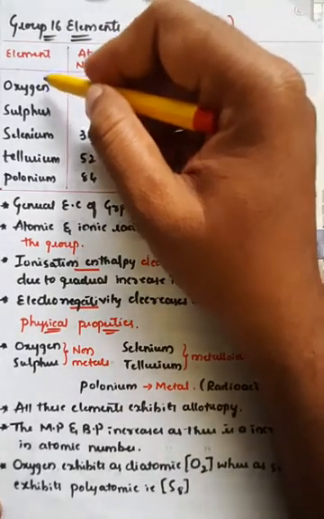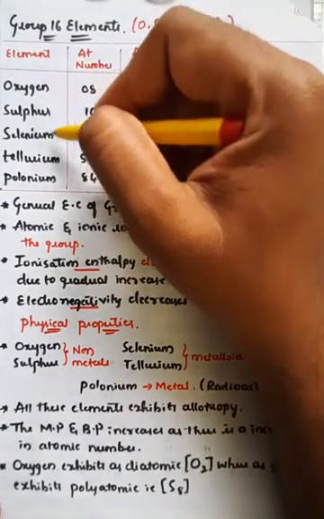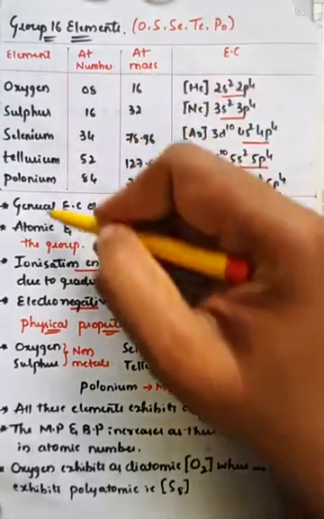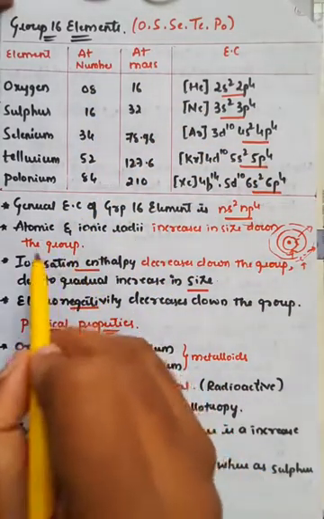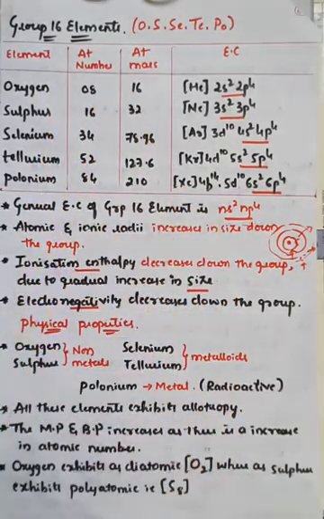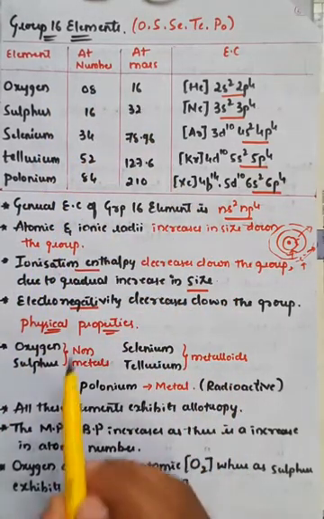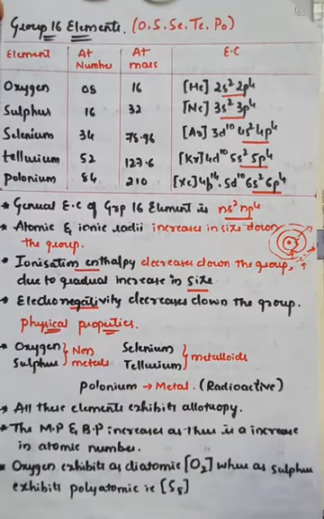Which means oxygen is the most electronegative, followed by sulfur, selenium, tellurium, and polonium, in this order. So in this group, as we come down the group, what happens? The electronegativity goes on decreasing, right?